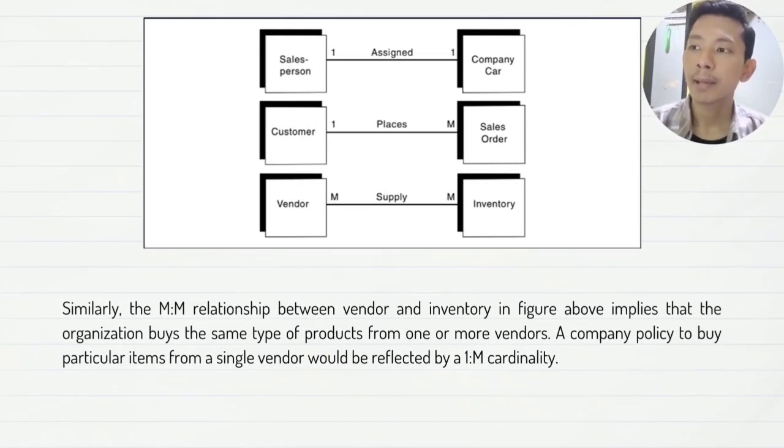Similarly, the many-to-many relationship between vendor and inventory in the figure above implies that the organization buys the same type of products from one or more vendors. A company policy to buy particular items from a single vendor would be reflected by a one-to-many cardinality.